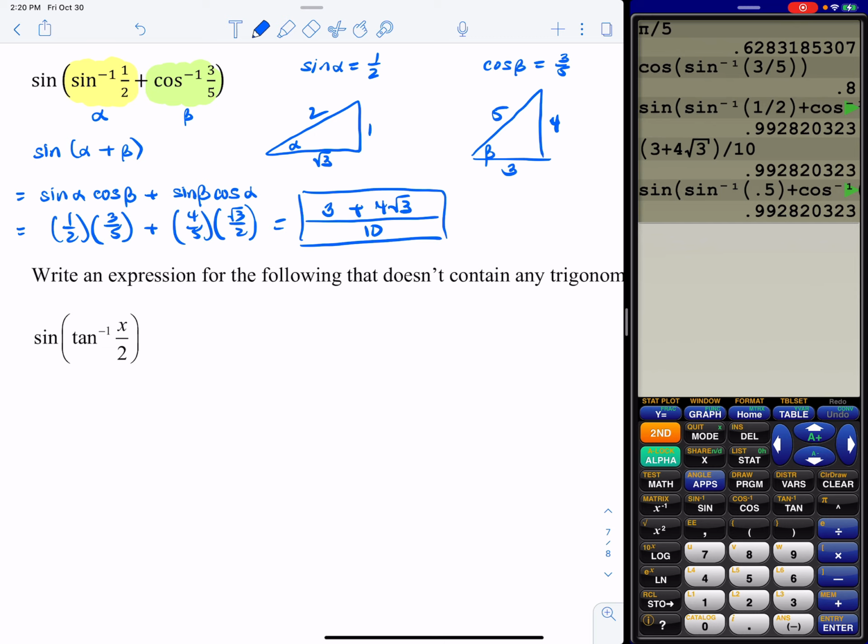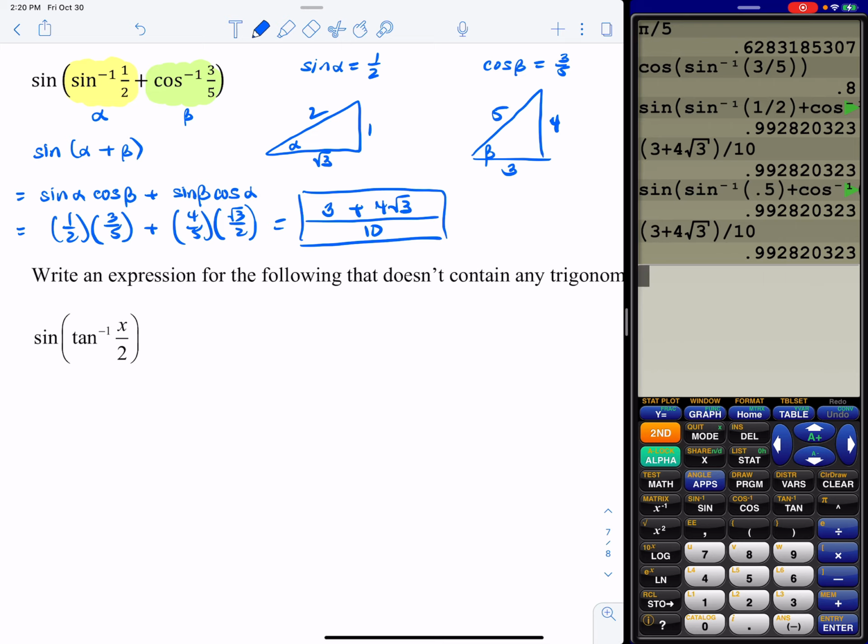Okay, now I'm going to take the value that we got, which was parentheses 3 plus 4 square root 3, all in the numerator, divided by 10. And look at that, we have a match. So that verifies that our answer is correct. Okay, so there we have it. So that's finding an exact value of 1.